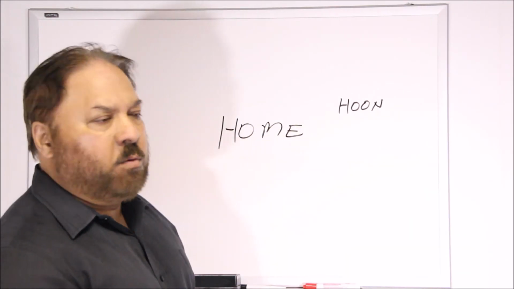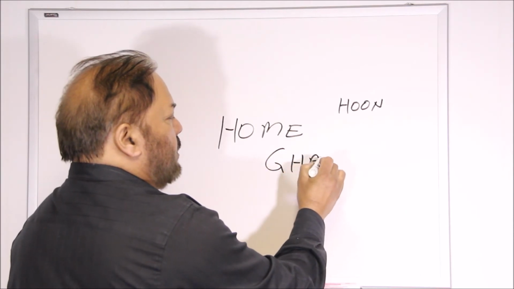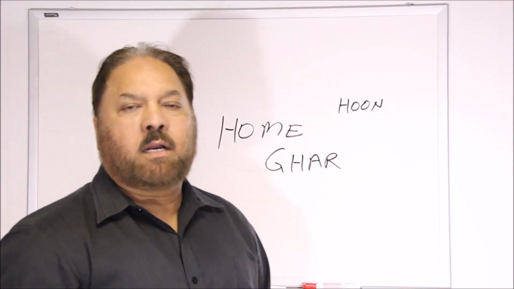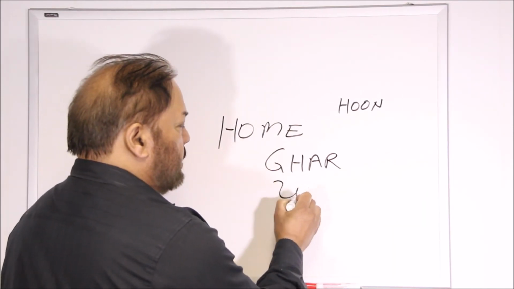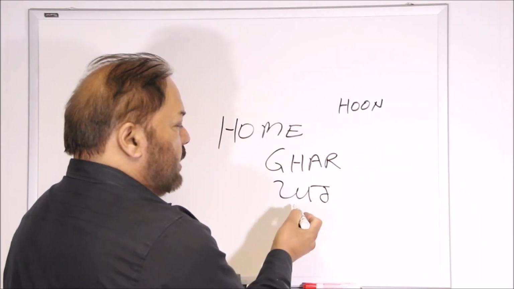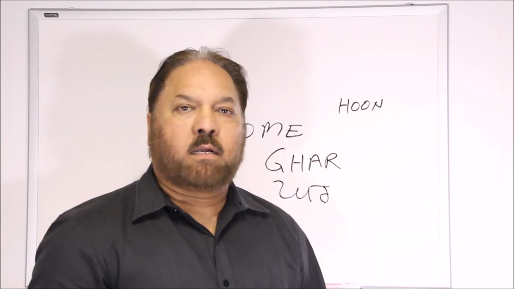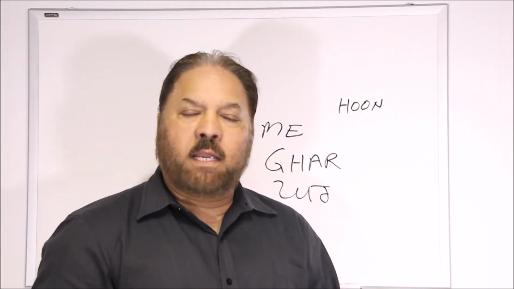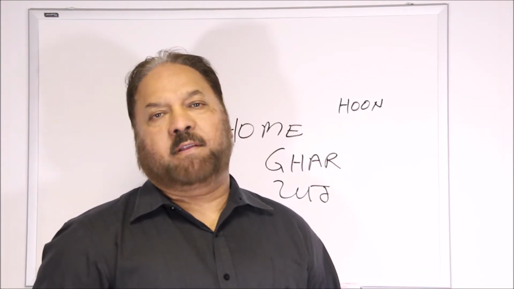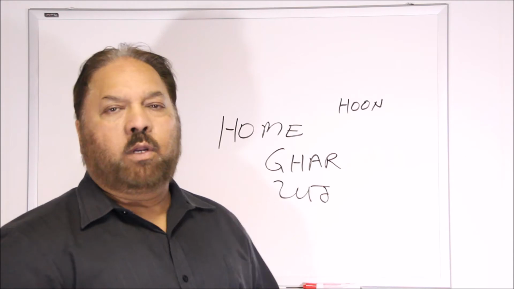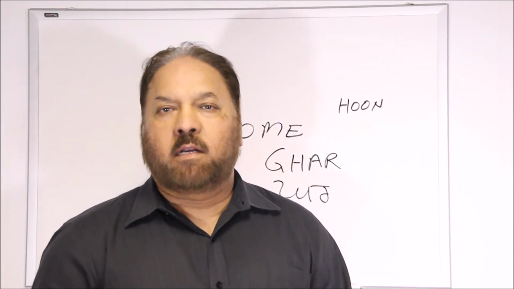And home is called ghar. In Punjabi we write it down like this: Kagga for GH, Rara for R, ghar. In Hindi we call it ghar, the same word, but we pronounce it differently. In Punjabi we say car. In Hindi they say ghar.